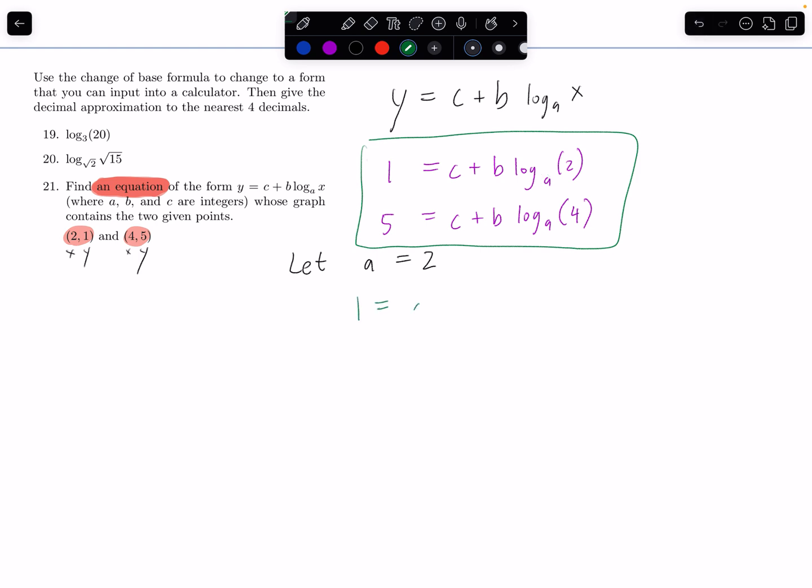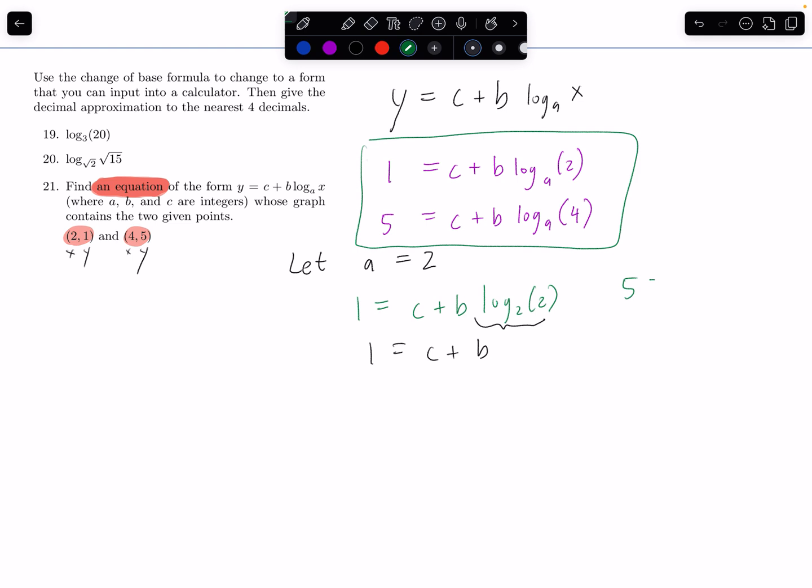So like this. 1 equal to c plus b, and then log base 2 of 2. But this portion, log base 2 of 2, 2 to the what power is 2? This is just 1. So 1 is equal to c plus b times 1. Or, if multiplied by 1, I don't need to write that 1, right? That's the first equation.